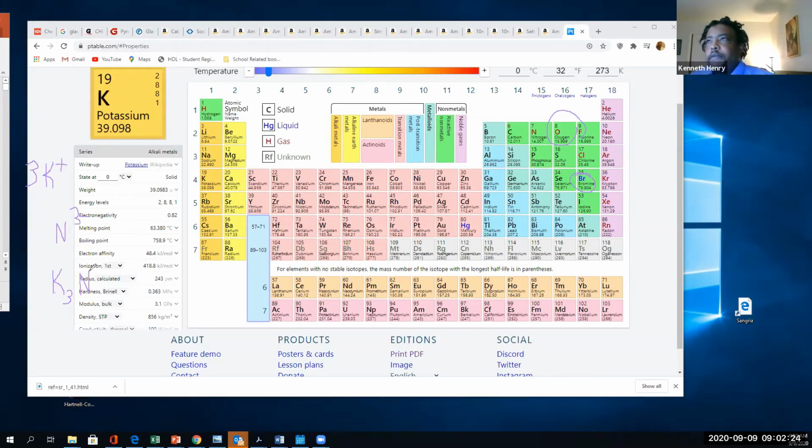Okay, so let's talk a little bit more. When we talk about the potassium ion, let's say we just have the ion itself, we call it potassium.